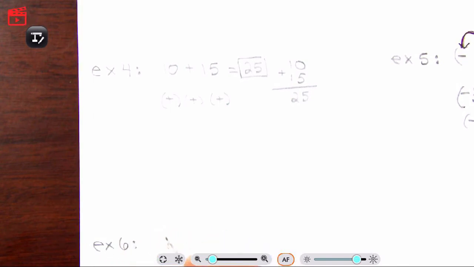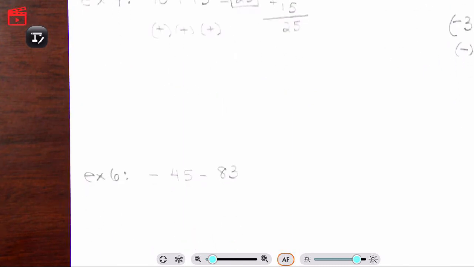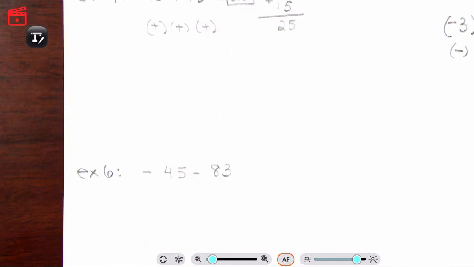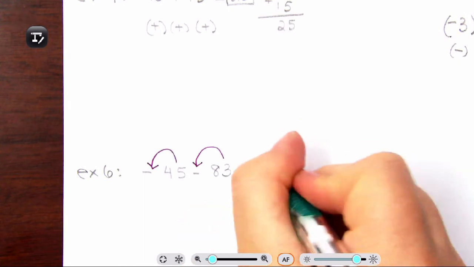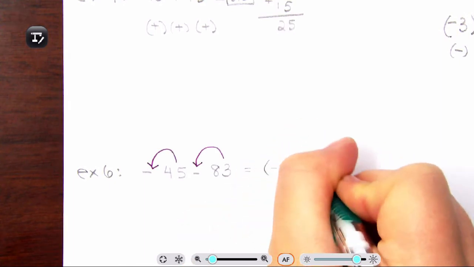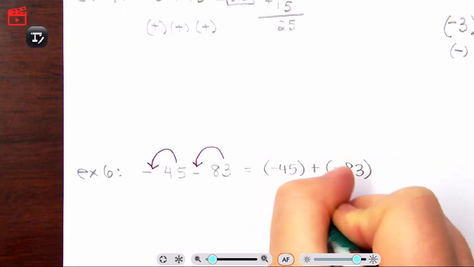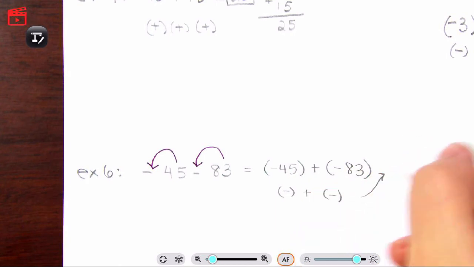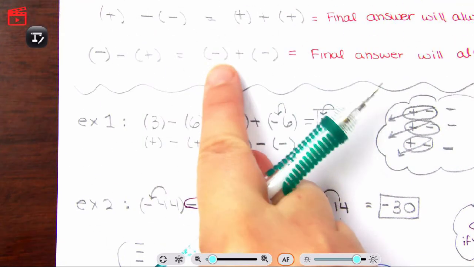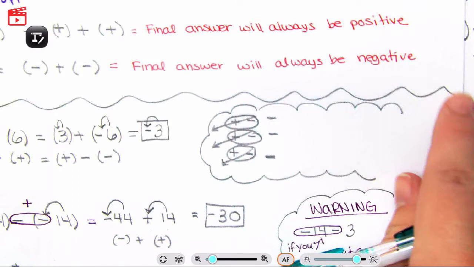Let's do this one. Negative 45 minus 83. All right. Here's the negative in front. Here's the negative in front. So that means I have negative 45 and I have a negative 83. Notice I have a negative plus a negative. That means that my final answer will be negative. Again, how do I know that? I'm looking at my cheat sheet. A negative plus a negative, final answer will be negative.